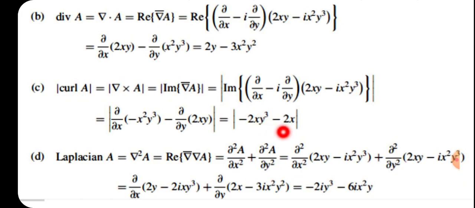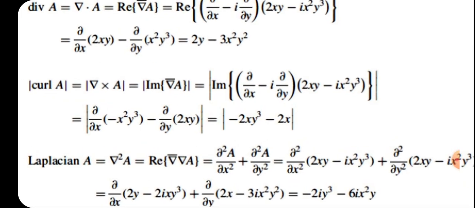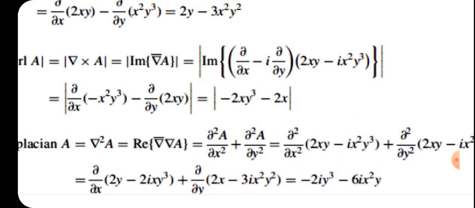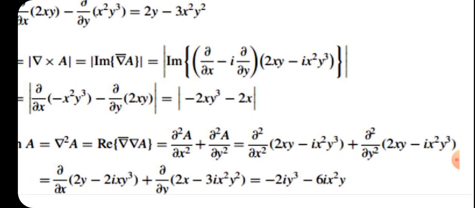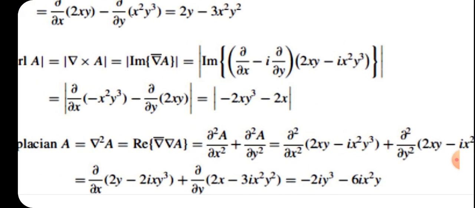To find the Laplacian operator of A, the rule of the Laplacian operator, as you know, is partial squared A over partial x squared plus partial squared A over partial y squared. If you substitute in this rule, where A is 2xy minus i x squared y to the power 3, you can find that after a few steps, the final answer is negative 2i y to the power 3 minus 6i x squared y.